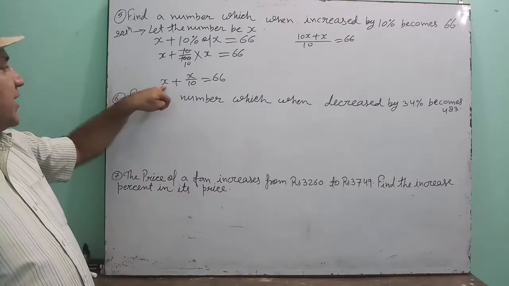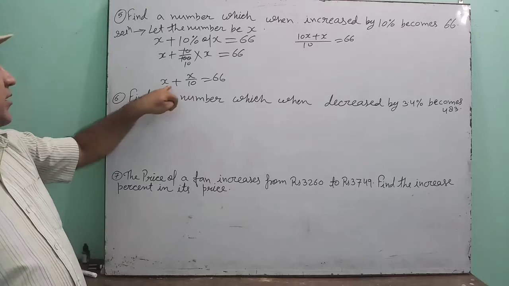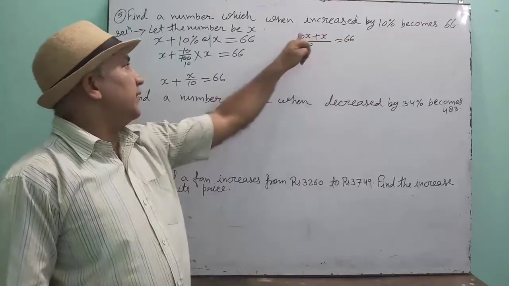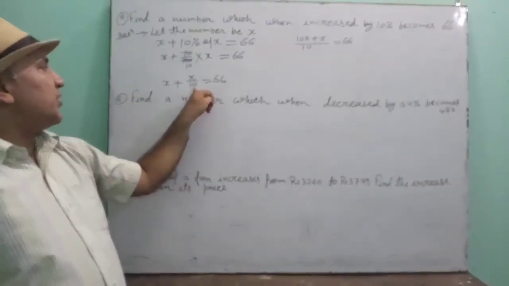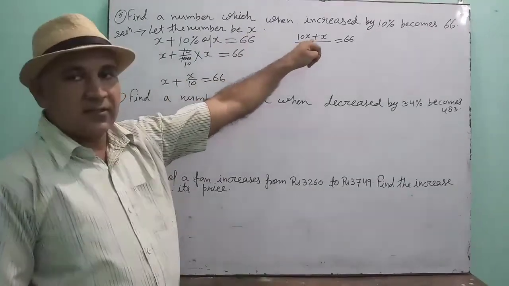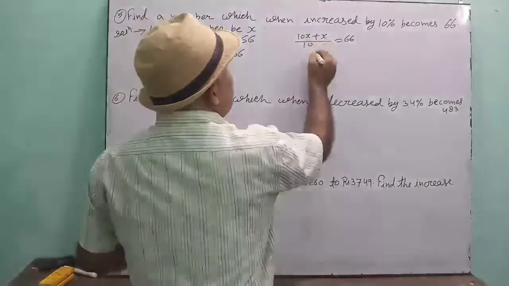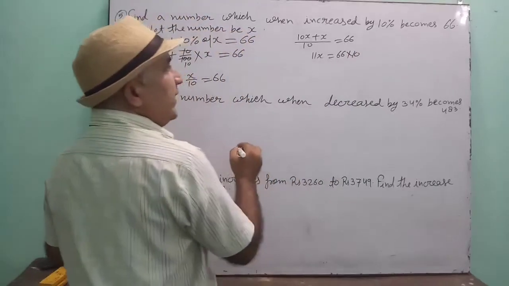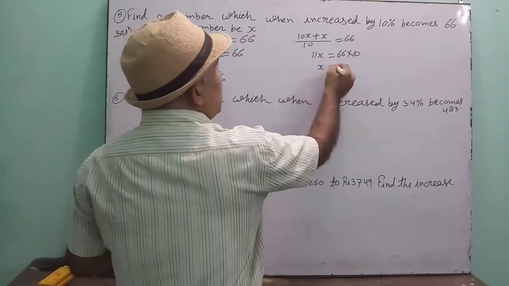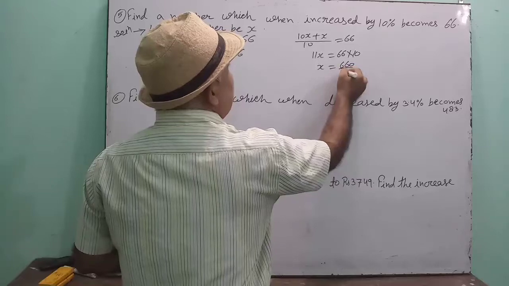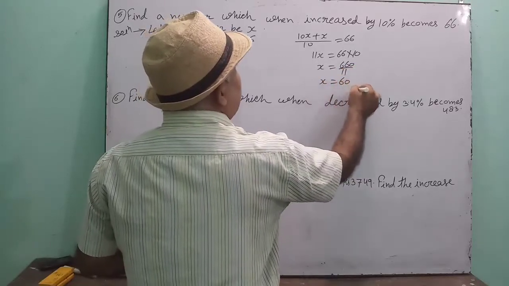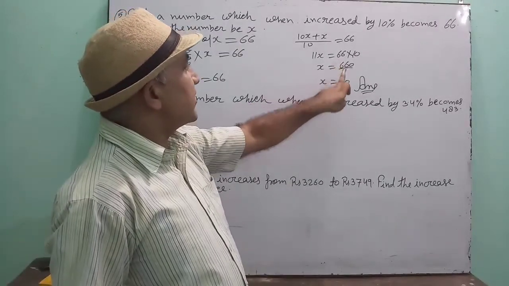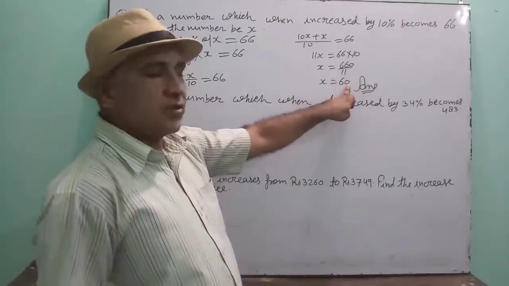10 will be multiplied by x because there is no denominator. So 10 into x, 10x, plus sign is written here. This 10 is divided by 10, coming 1. 1 into x is x. Okay? Now 10 plus 1 is 11x is equal to 66 into 10. Okay? So x is equal to 660 upon 11. That means 60, because 11 dividing 66 comes 6, then 11 dividing 0 0.